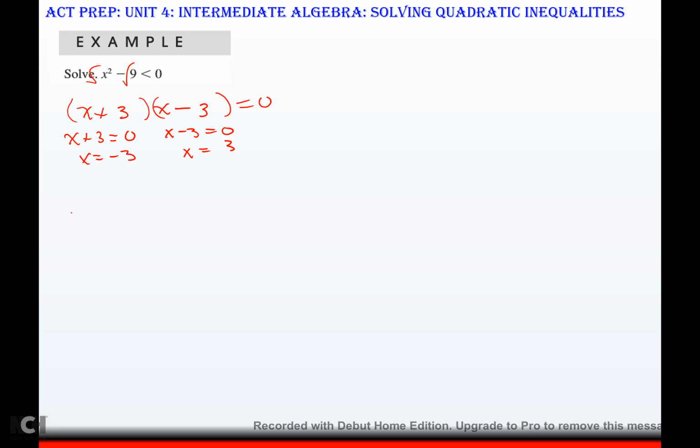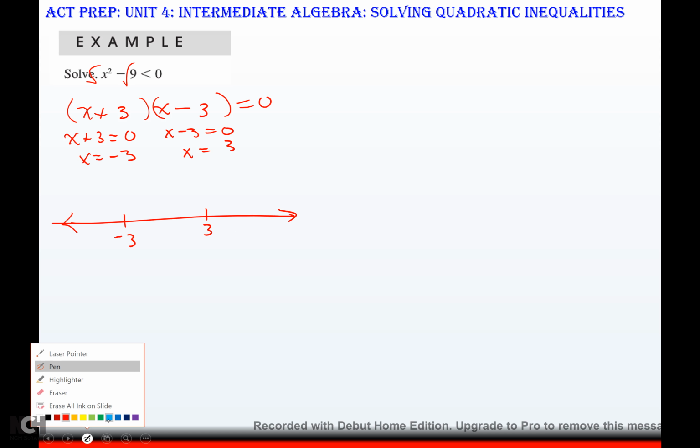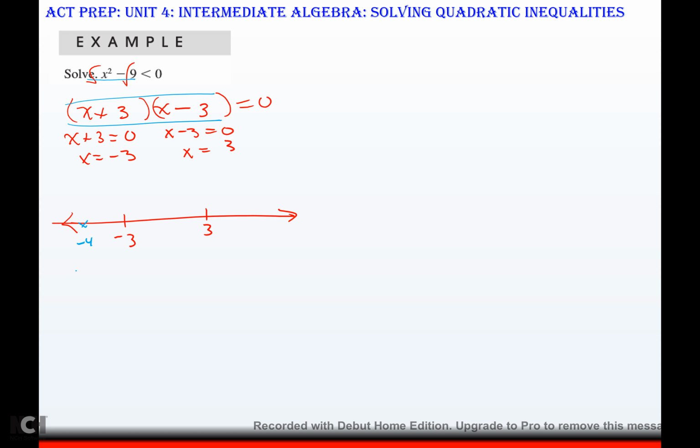Now, what you do is you look at a number line. So I'm going to put my 3 on the number line, and I'm going to put my negative 3 on the number line. Okay? And then you test. You pick something smaller, so I'm going to pick negative 4, and you plug it in. You can either plug it in here, or you can plug it in here. I like to plug it into the factors because, watch. I've got negative 4 plus 3 times negative 4 minus 3. And I want to know, is that less than 0?